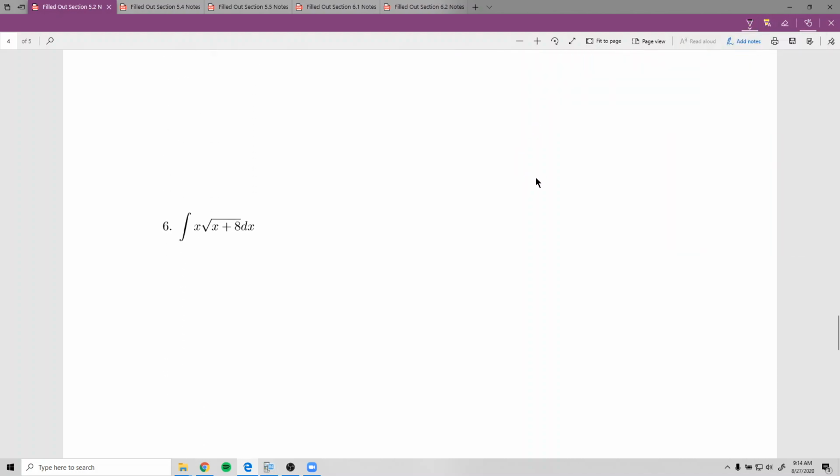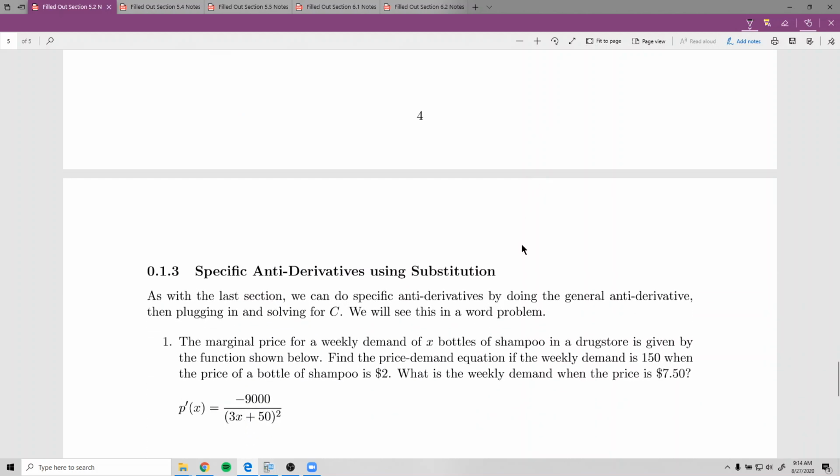All right, so I believe we have 2 more here, and then we'll do just an example with a specific antiderivative using substitution, but it won't be any different, the method at least. All right, so number 5 here, we've got to integrate e to the 2x over 2 plus 9e to the 2x dx.